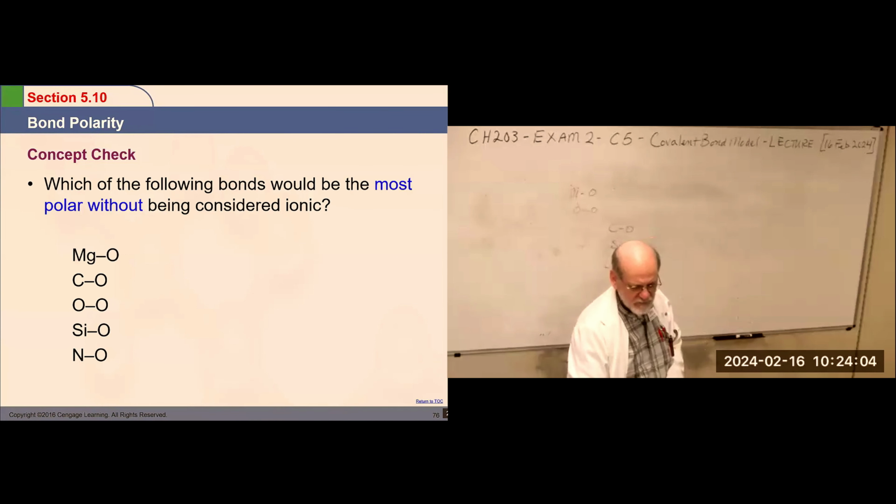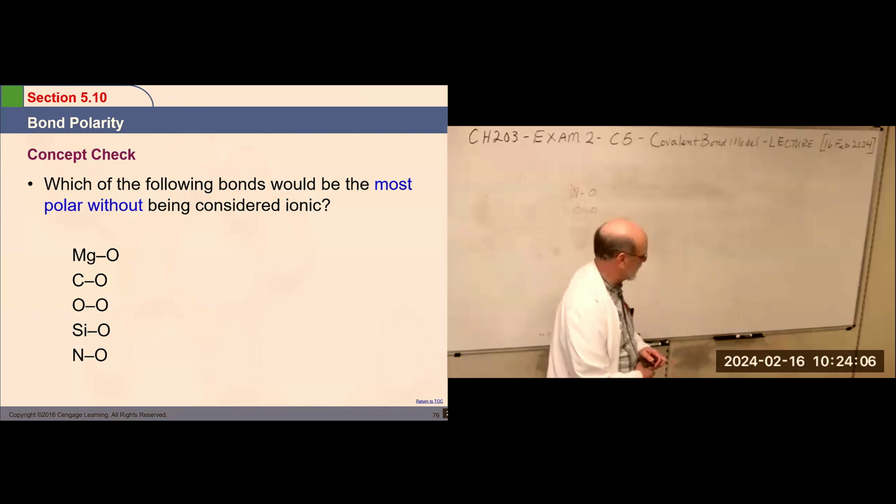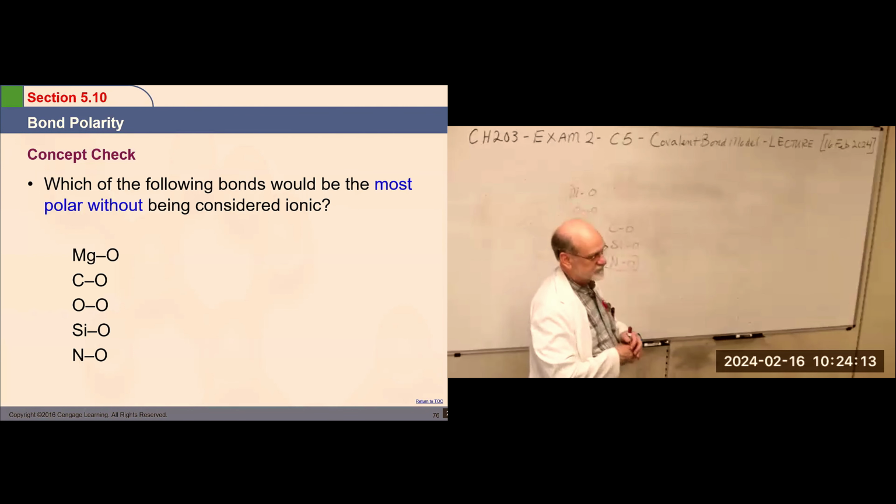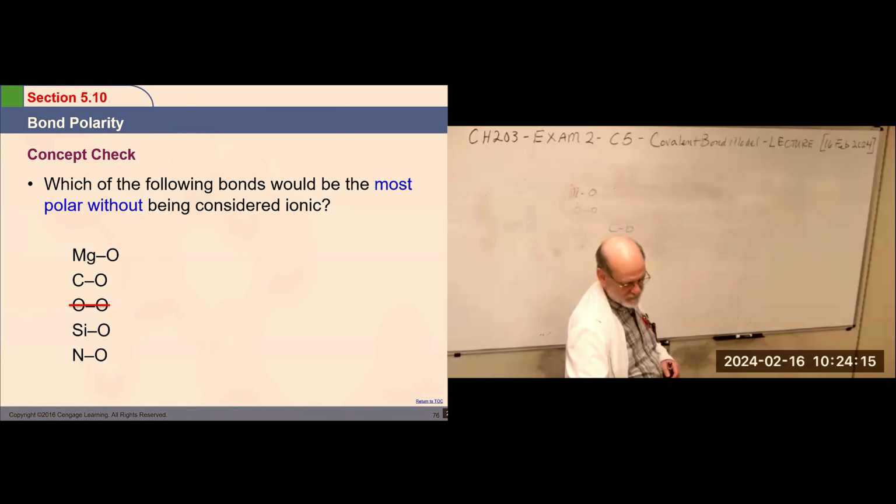Next one, which bond would be the most polar without being considered ionic? All right, in that case, we need the furthest apart. Silicon and oxygen. Silicon and oxygen.